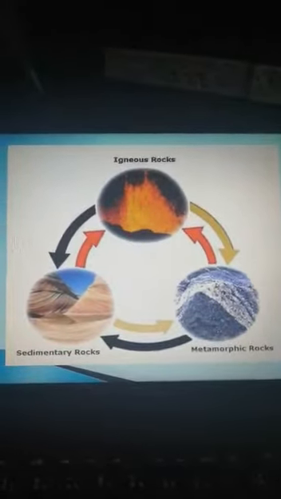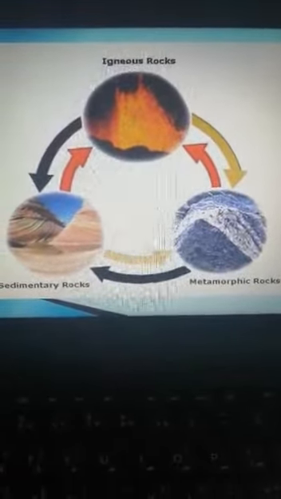Hi grade 5. Today we will continue our lesson on the rock cycle.